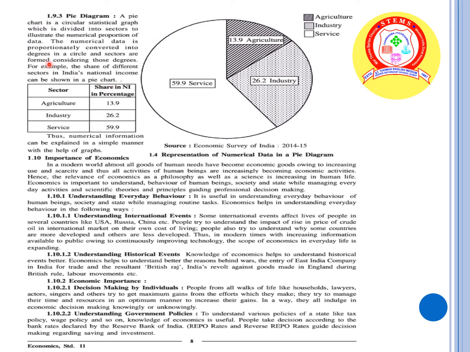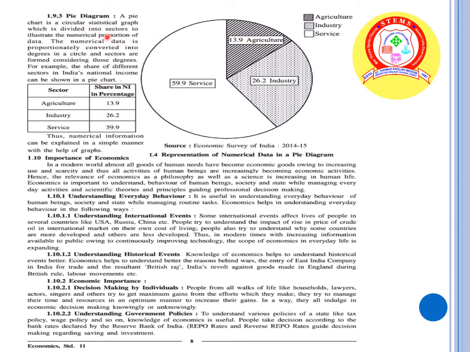Now, what is a pie diagram? It is a circular statistical graph. Circular itself is saying that it is in circle form and it is showing a statistical graph. Now, this graph is divided into sectors. So, you can see one sector, second sector and third sector. Likewise, this is divided into different sectors to illustrate the numerical proportion of the data.